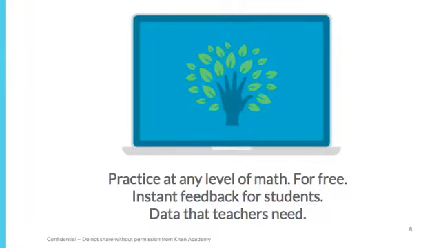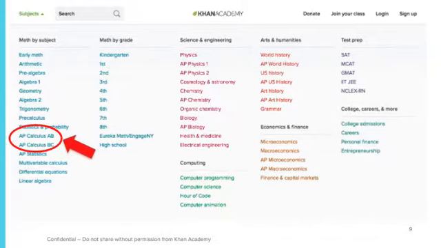Basically, Khan Academy can work with any level of math. Even if students have a weakness or an area that they need to review, like factoring or rational functions, or anything else, Khan Academy can be that tool as well. It gives instant feedback for students, and it's also the data that teachers need. These are all the subject areas that are currently on Khan Academy. Again, today we're going to focus on AP Calculus AB.